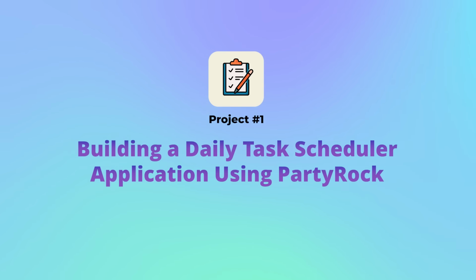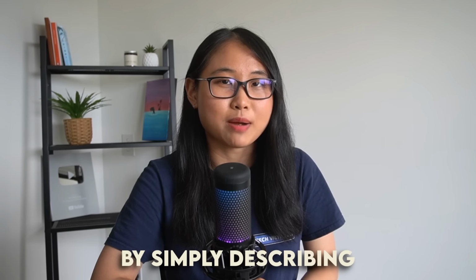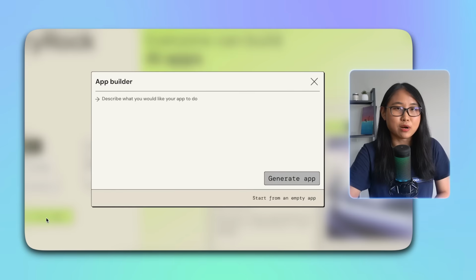The first cloud project is to build a daily task scheduler application using PartyRock. This platform allows you to create an application by simply describing what you want, making it a great choice for beginners looking to build AI applications. To get started, visit PartyRock's website and create an account. Select the build your own app option, and this will open up an interface for you to create your own application.